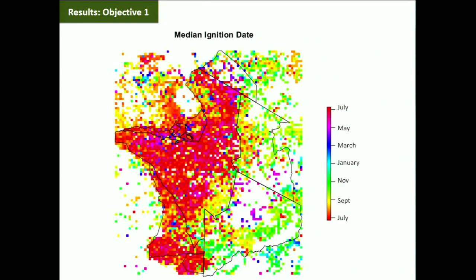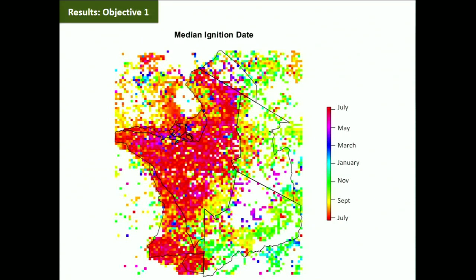We have a very clear east-west split in the ignition date, the fire season. So these ones in the west here are tending to burn at the start of the long dry season. So this is May, June, July. And then the ones in the east are burning at the end of the long dry season or even the beginning of the wet season. So you're looking at kind of September, October, November. And we're not sure what causes this, but I'll come back to that.